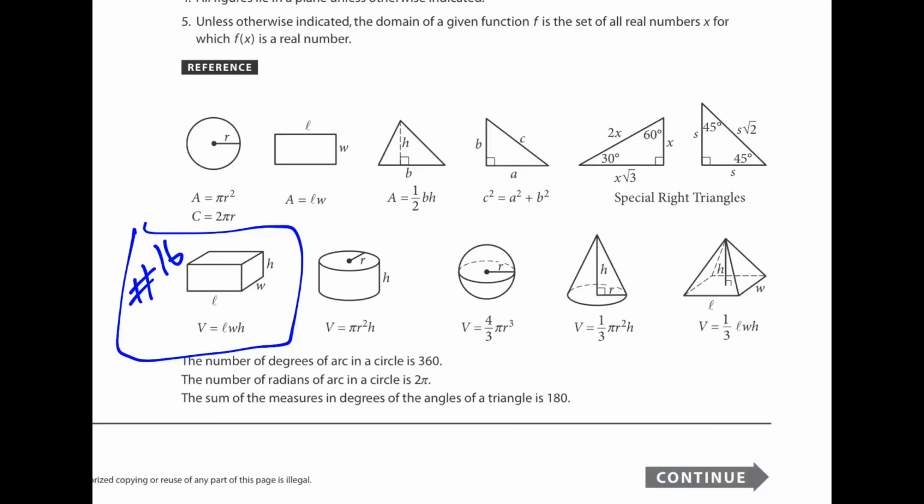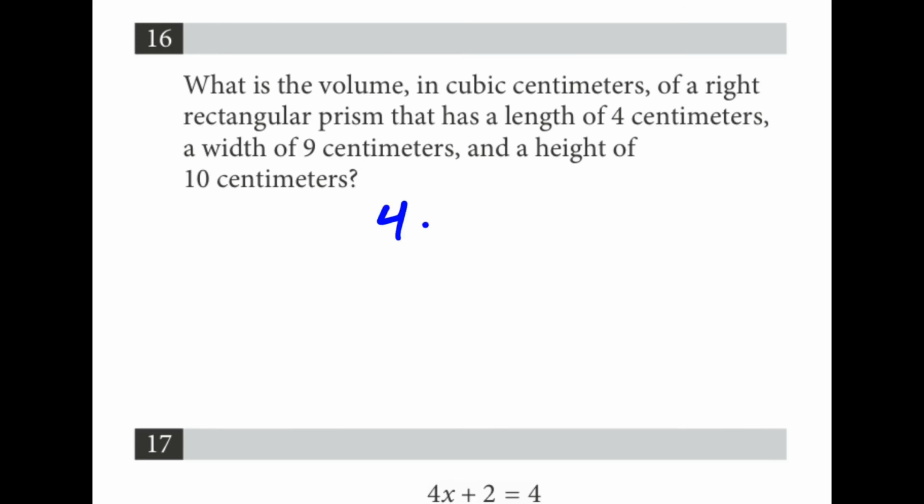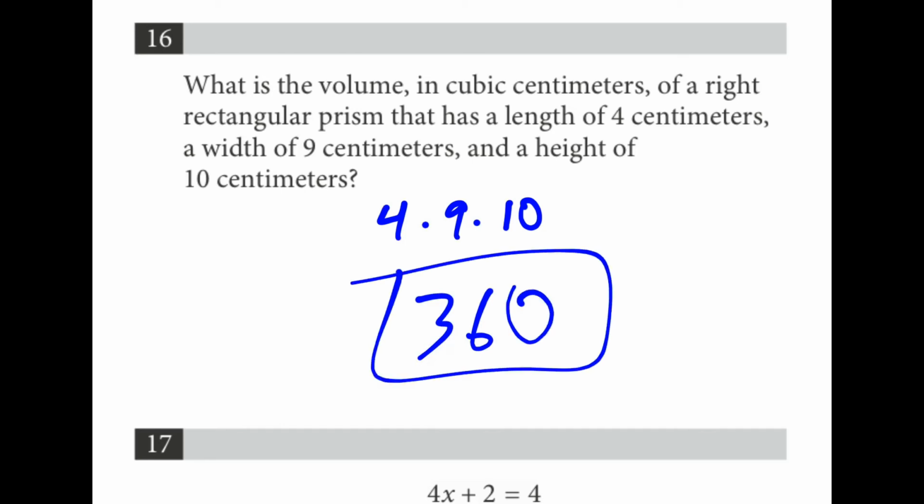So number 16 is actually on the formula page. The volume of a right rectangular prism is just all the dimensions multiplied together, length times width times height. So here we have a length of 4, we have a width of 9, and we have a height of 10. So multiply them all together, you should get 360. And that's your answer.